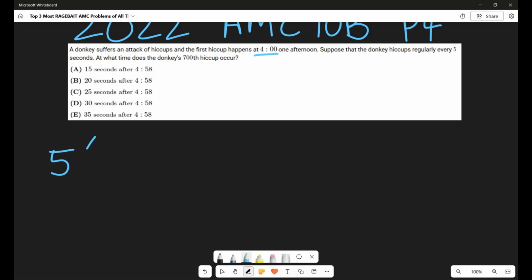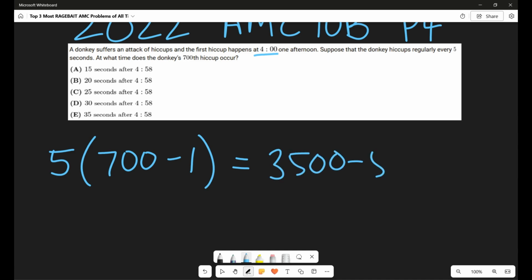So the amount of time that spans from the first hiccup to the last hiccup is 5 seconds times 700 minus 1, because there's 699 spaces between two consecutive hiccups. So that comes out to a total of 3,500 minus 5 seconds, which is just 3495 seconds. Now what we can notice is that all of our answers here say 4:58.